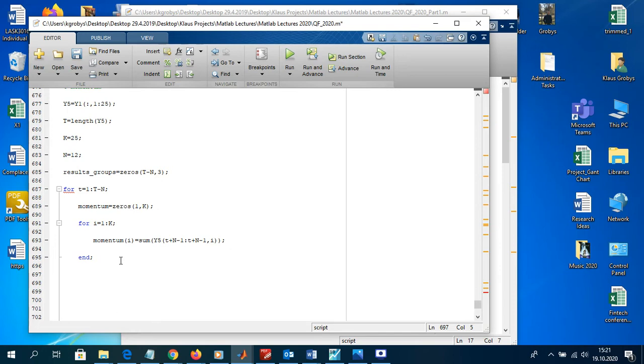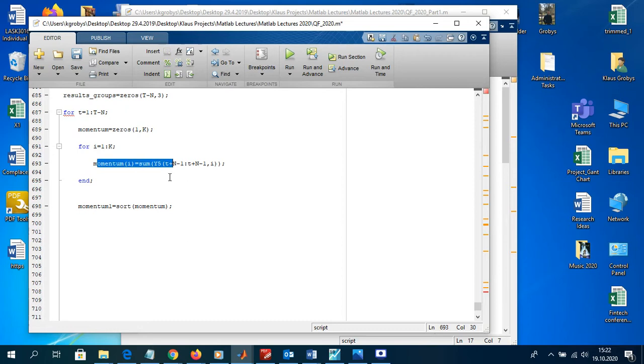The way we defined this part of the code, this is basically the heart of the whole code. And we will see that we just need to make some very small changes here, and we get a completely new momentum strategy. So next, again, we want to sort this vector. Let's call this vector momentum1. Momentum1 is the sorted momentum vector. This command sorts this vector in increasing order.